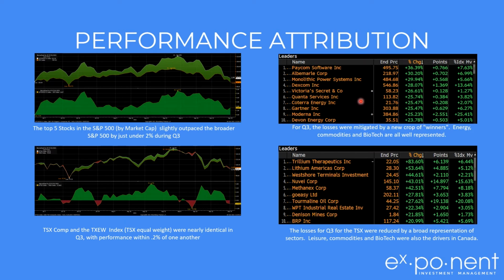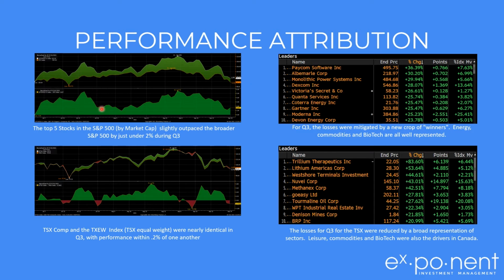We're not seeing the usual suspects in the US, the large tech names. We're more seeing energy, commodities, and biotech, something like Moderna. I mean, we are, after all, in a pandemic. So energy, some retail, and commodities did well in the US.